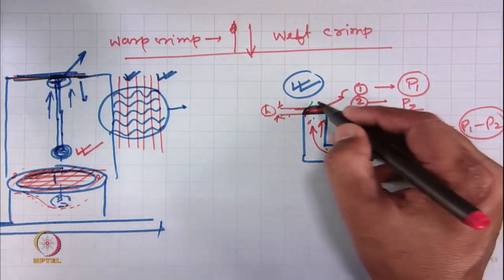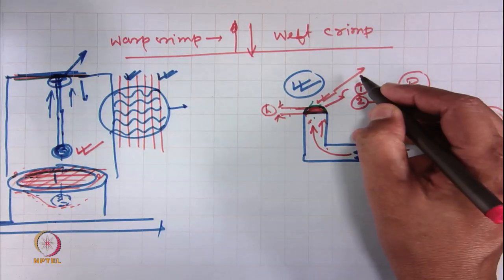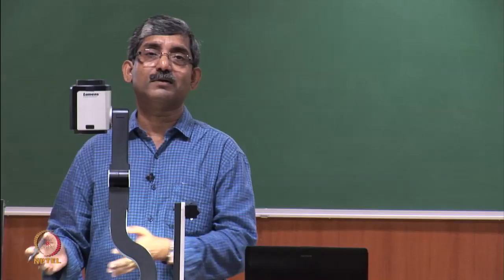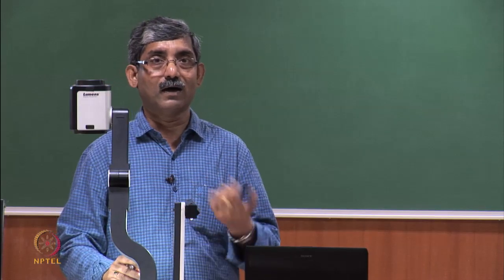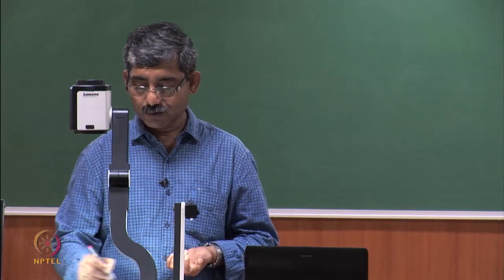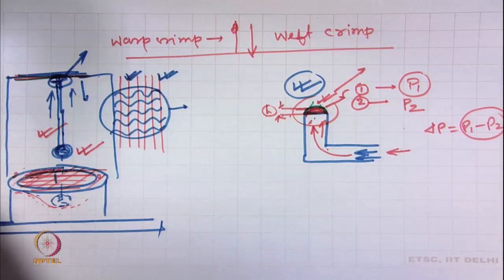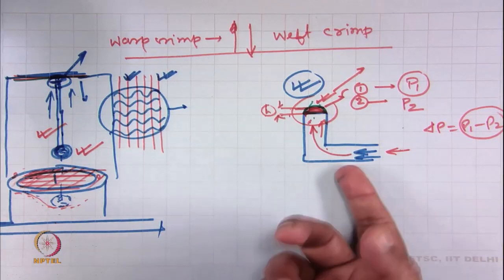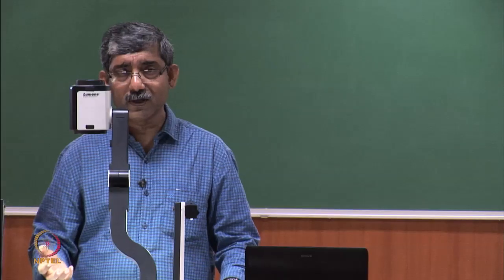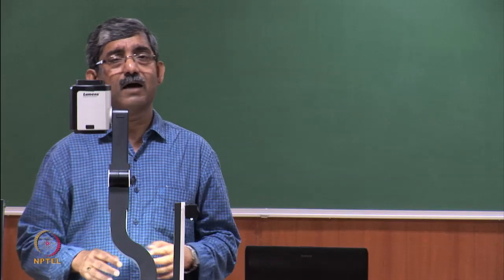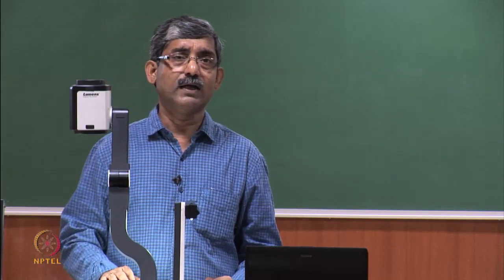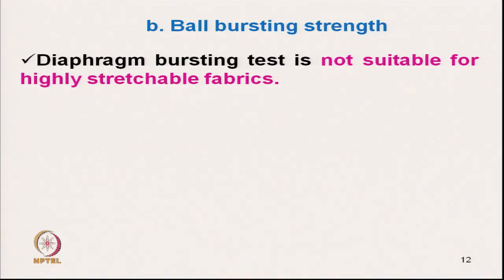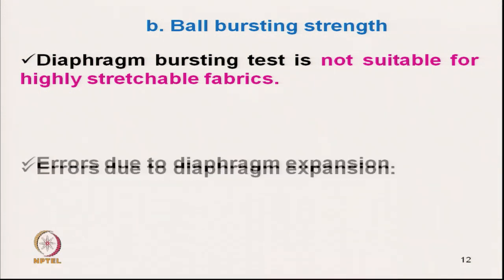This type of method is applicable where we are talking about parachute type fabric, okay. But if we talk about say geotextile or any other type of fabric, this may also be used. So both the systems are useful, but the diaphragm type is used for woven fabric, typically with less extensibility, or for fabrics with high extensibility we can use the ball bursting strength. So diaphragm bursting strength is not suitable for highly stretchable fabric.